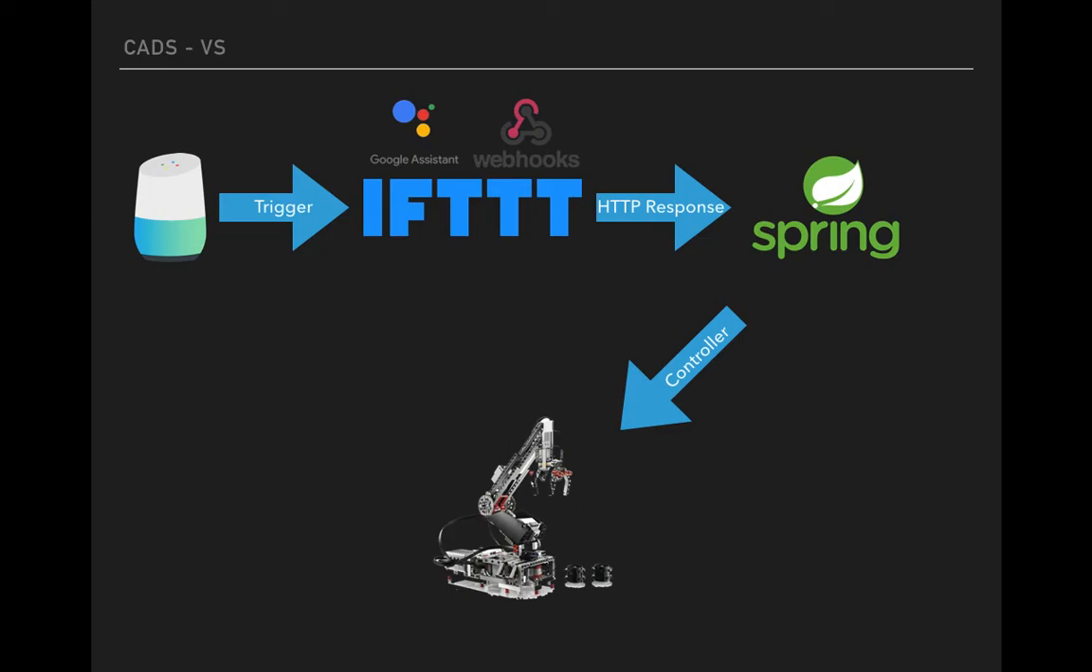After that, our Spring web service will receive the command, interpret the HTTP request, and give an order depending on the command that it received. If it's horizontal, vertical, or grab and release, it will make a direct control of the robot.